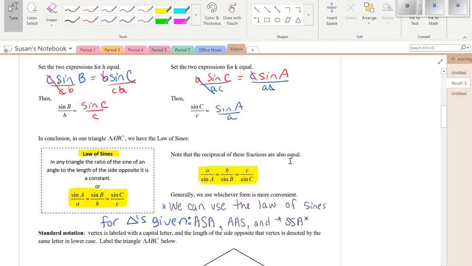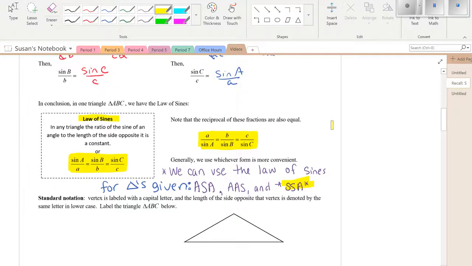You can use the law of sines on triangles that are given angle, side, angle; angle, angle, side; and side, side, angle, which is actually the ambiguous case, which we are going to talk about later. So we'll come back to that later in the year.